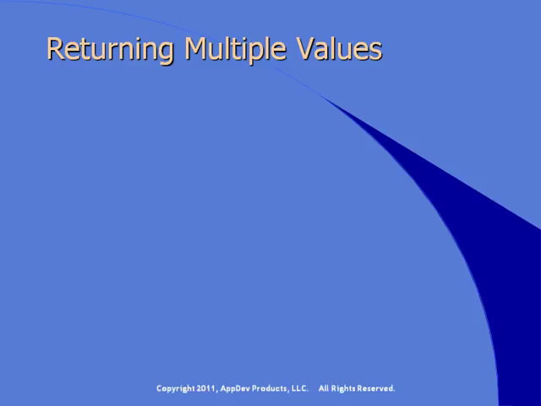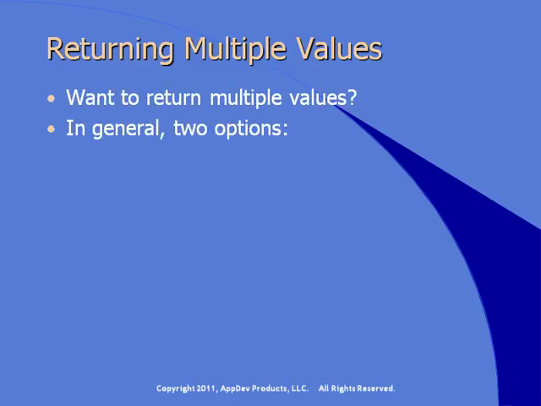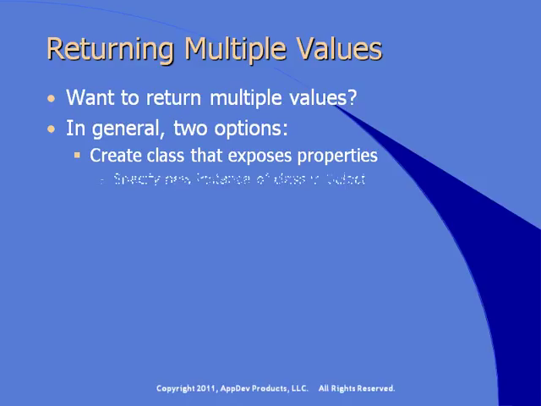Let's expand our view here. What if you need to return multiple values from your query? In general, you have two options. You can create a class that exposes properties that map to the ones you want to retrieve, and you specify a new instance of that class in the select statement. So it will fill in your instance as it projects the data from the query.